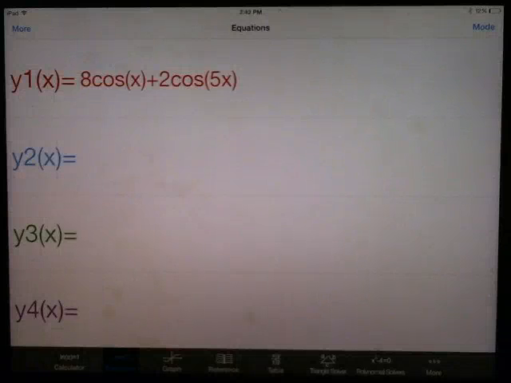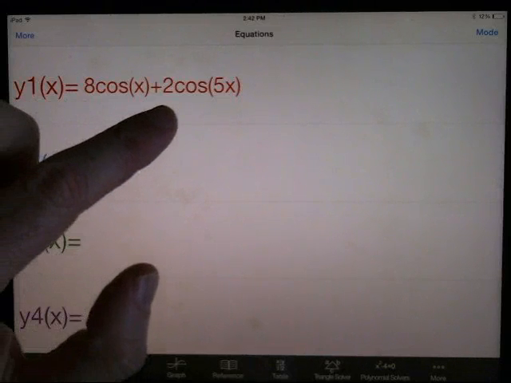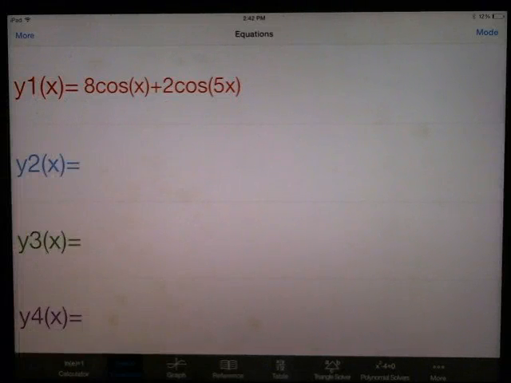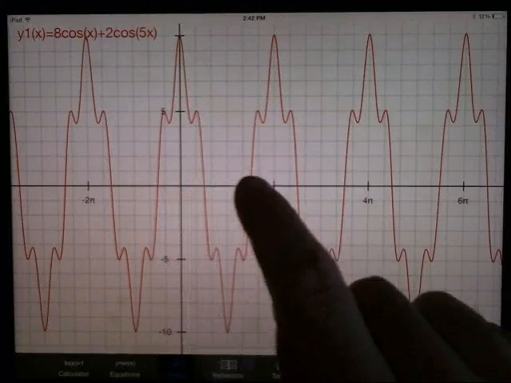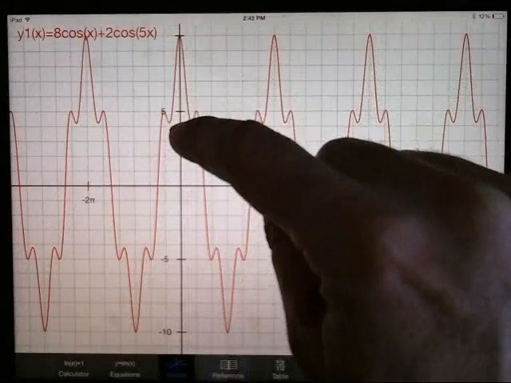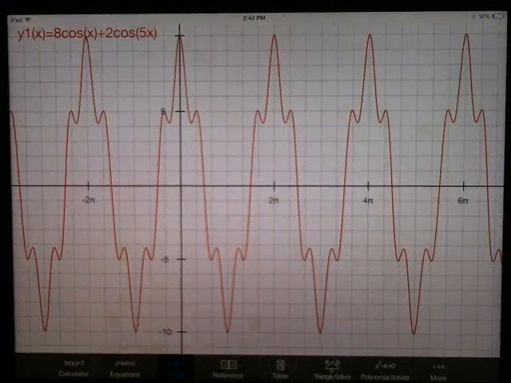graph. Okay, so I've switched over to my graphing calculator app here and typed in y equals 8 cos x plus 2 cos 5x and see if that's anything like it. And here's the graph. Notice between 0 and 2 pi, I'm starting up here, going down, up, down, up, down, up. It's got a similar flavor.